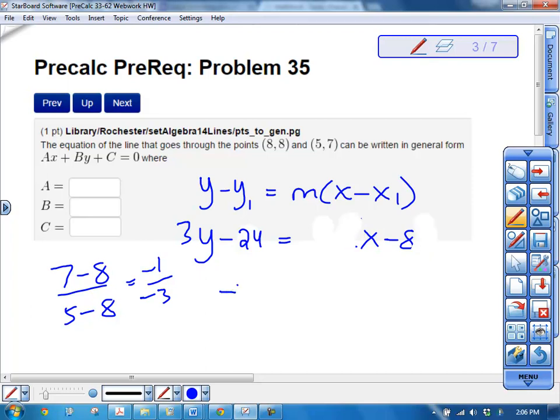Now I'm going to rearrange, so I have negative x plus 3y minus negative 24, and if I add 8 to both sides, that gives me negative 16 equals 0. So I should be able to plug in negative 1 for A, B should be 3, and C should be negative 16.